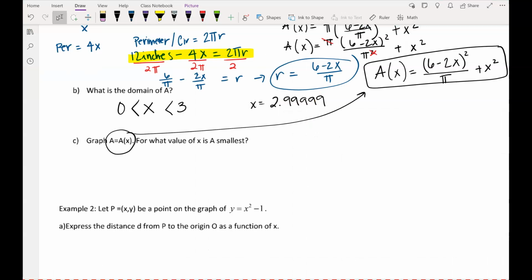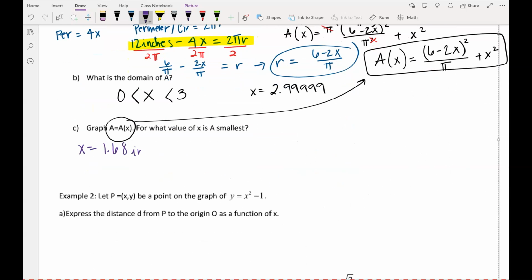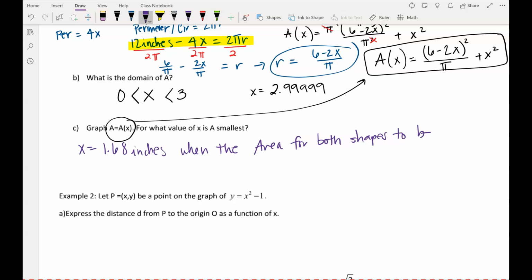Currently the smallest side that you can have, which again is the x, is 1.68. So go back and write x equals 1.68, and I think the original unit would be inches, when the area for both shapes is smallest.